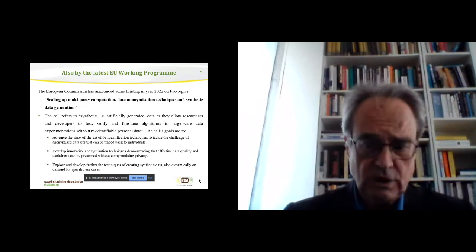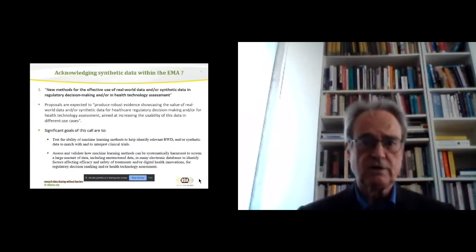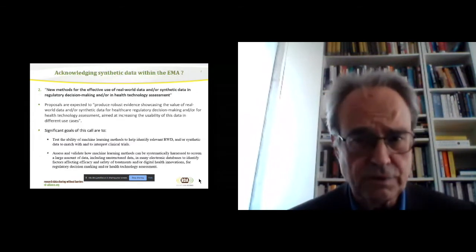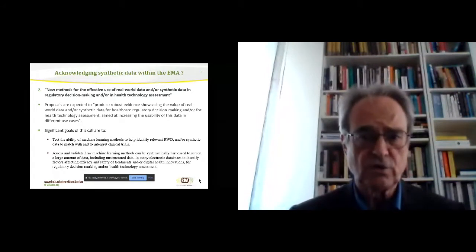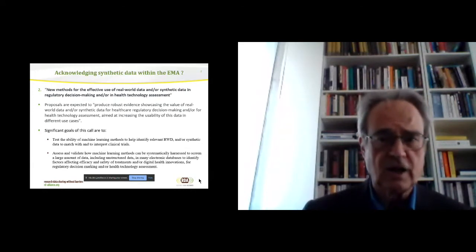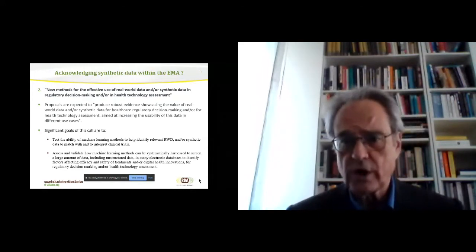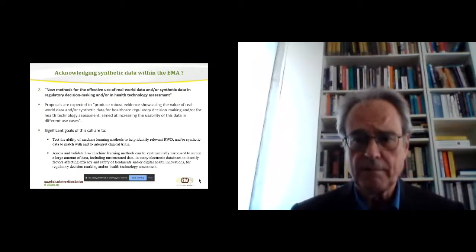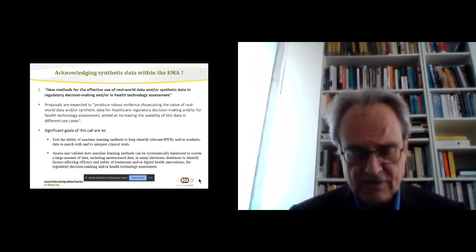If we go to the second project, the second call from the European Commission, again for 2022, this implies a sort of a potential acknowledgement of synthetic data within the operational workings of the European Medicines Agency.